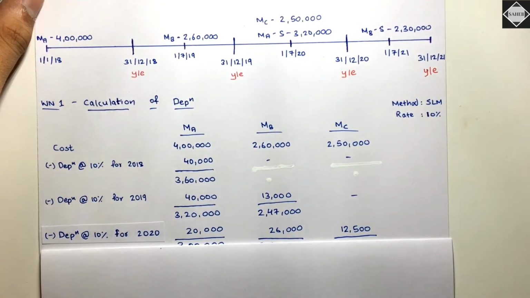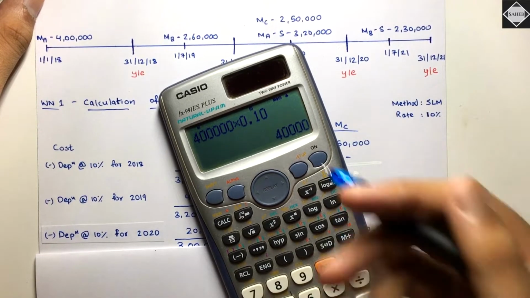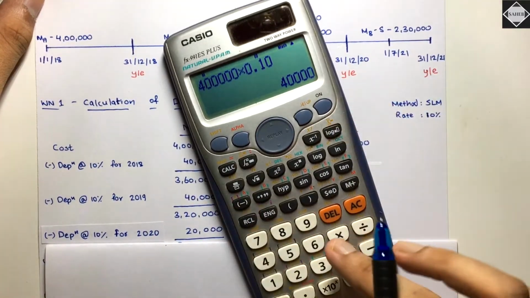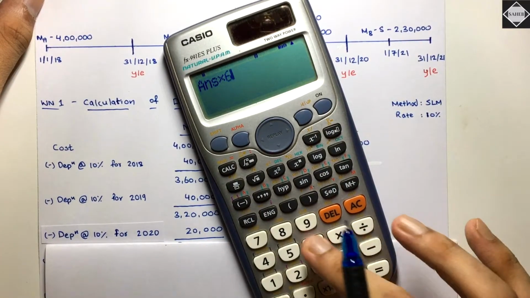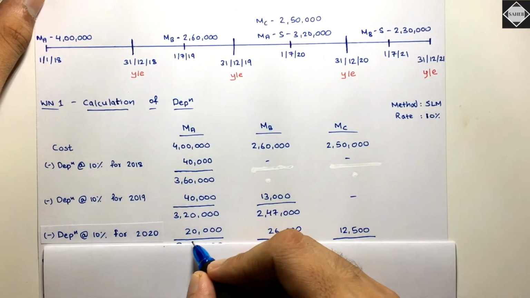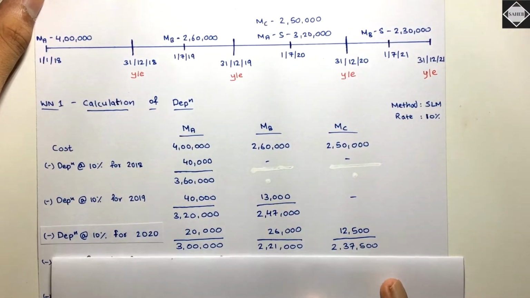6 month depreciation. So the cost of the machine A was 4 lakh into 0.10. We know that's 40,000, right? 40,000 is the annual depreciation, but can we take 40,000? No, we have to proportionate it. 6 by 12, that's equal to 20,000. So minus 20,000, right? 3 lakh 20 minus 20,000, that's equal to 3 lakh.